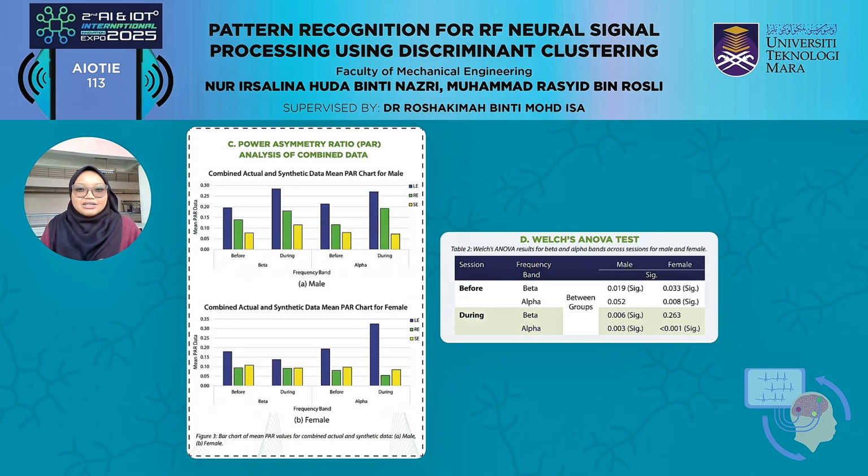The next analysis I did was on the Power Asymmetry Ratio, PAR. I calculated PAR using combined data and created these bar charts using Excel. As we can see, the largest brainwave changes occurred during the left exposure, LE, for both genders. Females show higher PAR values than males, showing a stronger neural response to RF on the left side.